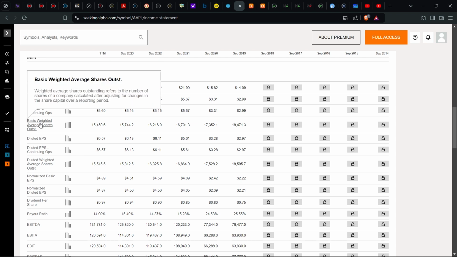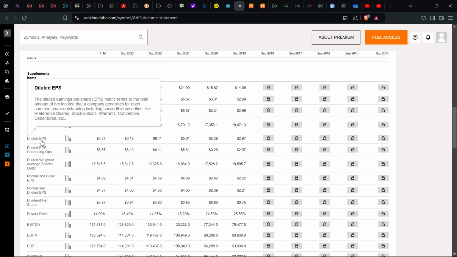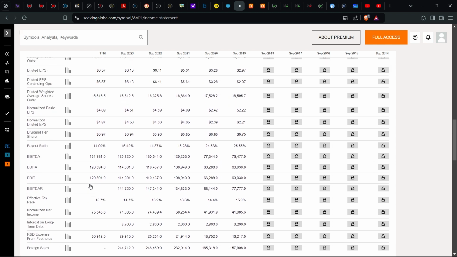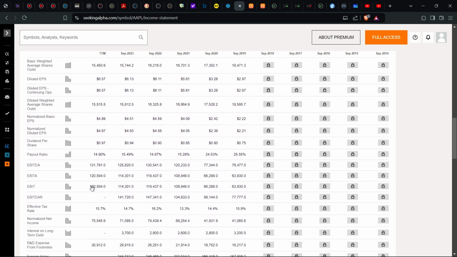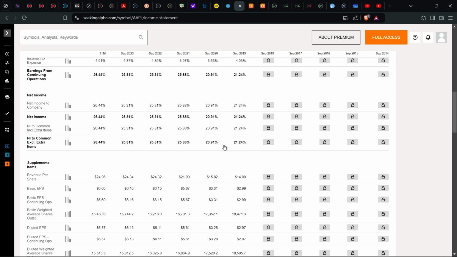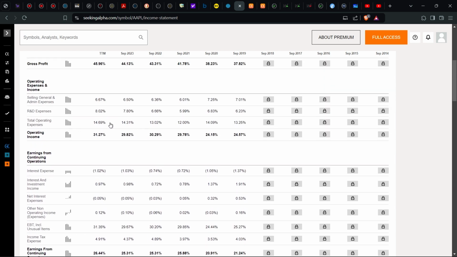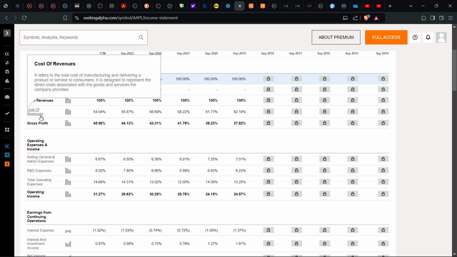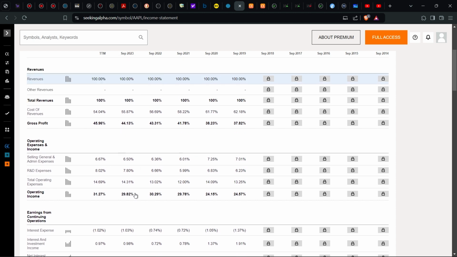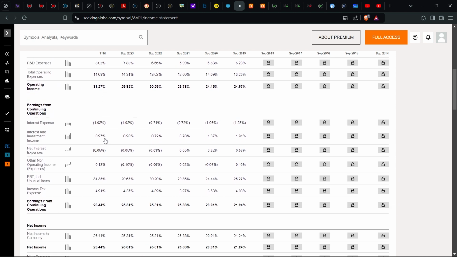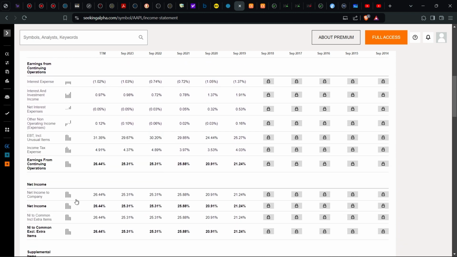Basic EPS, continuing EPS. I will have to do a video talking about these ratios, but what you need to understand is the income statement is very important, especially when it comes to looking at operating expenses and the cost of revenues. These margins are very important. This is the gross profit margin, this is the operating income margin, and the net income margin. Now this is how much per dollar the company makes.